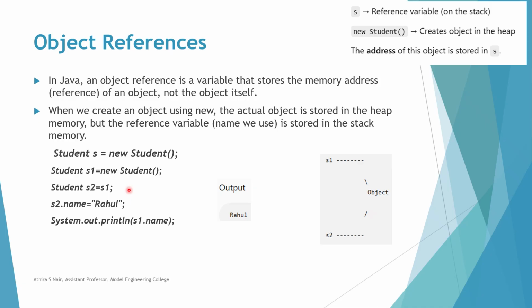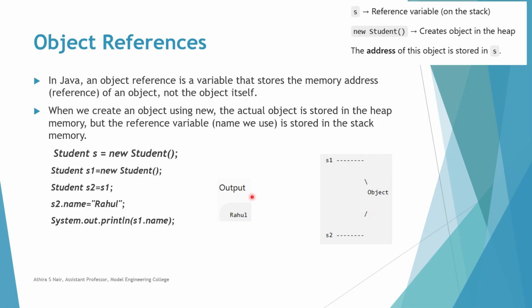So does this create another object? No, it only copies the address. So memory becomes like this: both variables point to the same object. Now, when we set s2.name = "Rahul" and then display s1.name, it shows Rahul. Students often expect the output to be empty, but since both references point to the same object, changing one reference changes the same object.